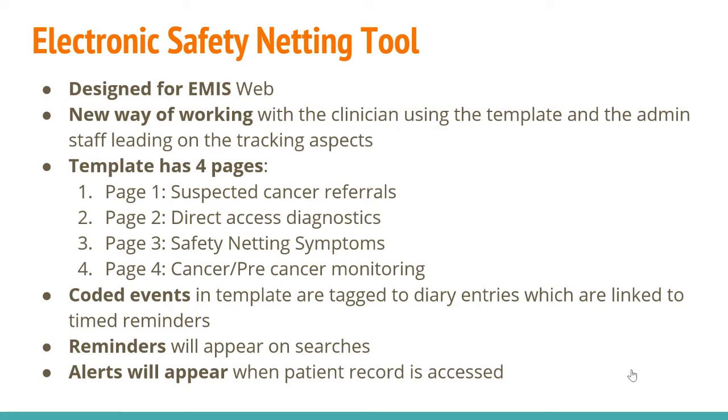So this is an EMIS Web tool. For me that was a really important thing, because that's how we work. It has 4 main pages to it, and it allows you to monitor the referrals you make for cancer. So every time you do a 2-week wait referral, you can log it with a diary entry. It also allows you to monitor patients who you refer for direct access tests. So for example, if a patient has a PSA that you send off and you want to remind yourself or safety net that patient, you would set the tracker to do that. And we'll talk a bit more about how that is done going forward.